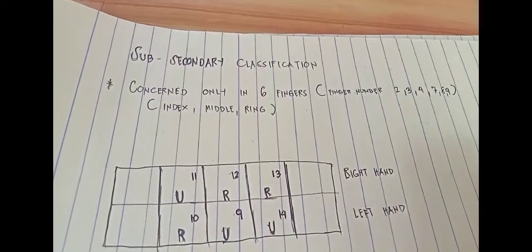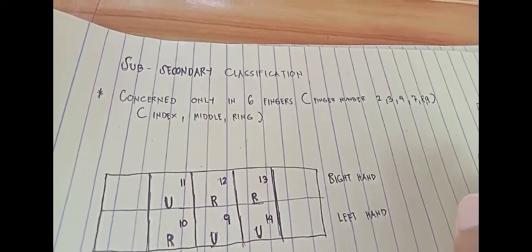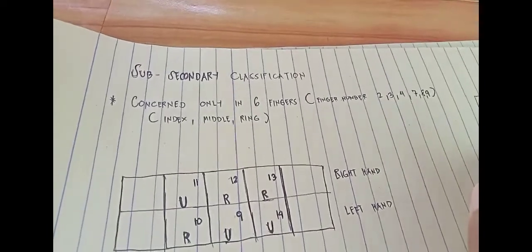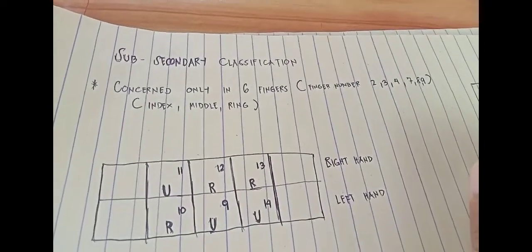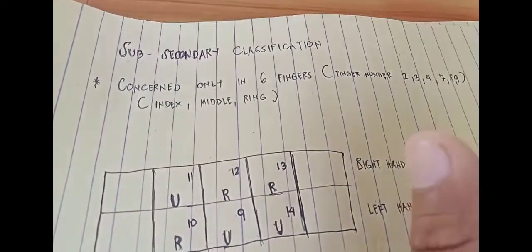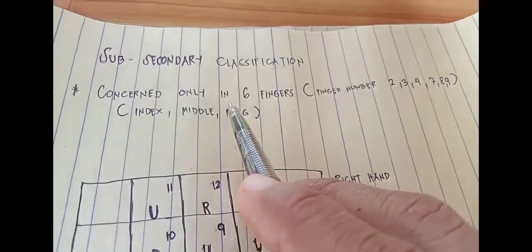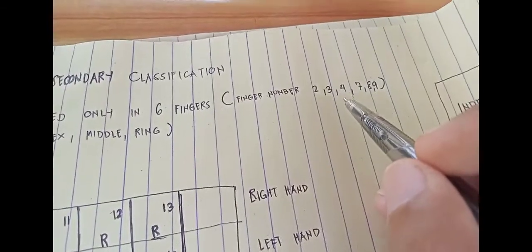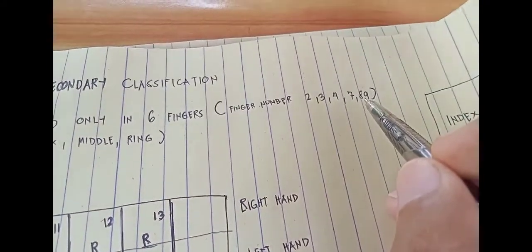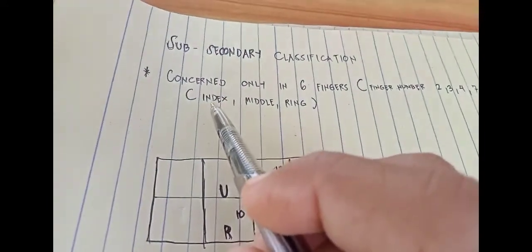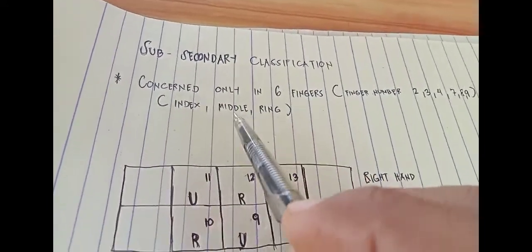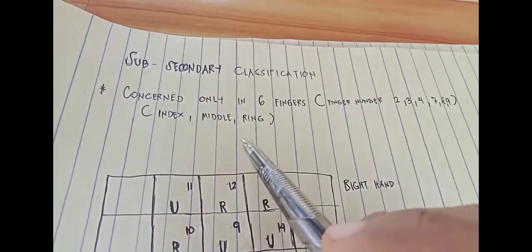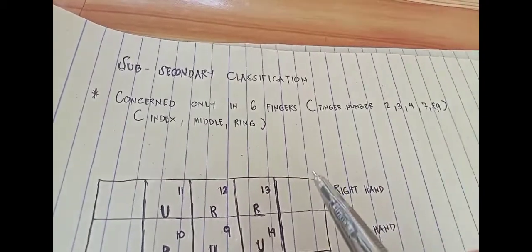So let us now proceed to the sub-secondary classification. If we say sub-secondary classification, it is concerned only with 6 fingers: the finger numbers 2, 3, 4, 7, 8, and 9, or the right and left index finger, right and left middle finger, and right and left ring finger.